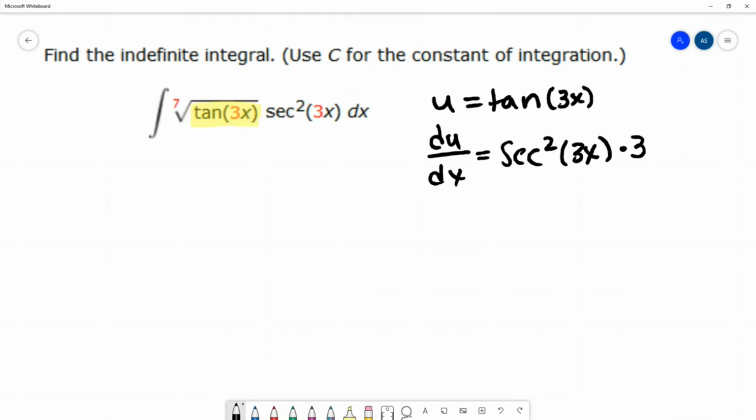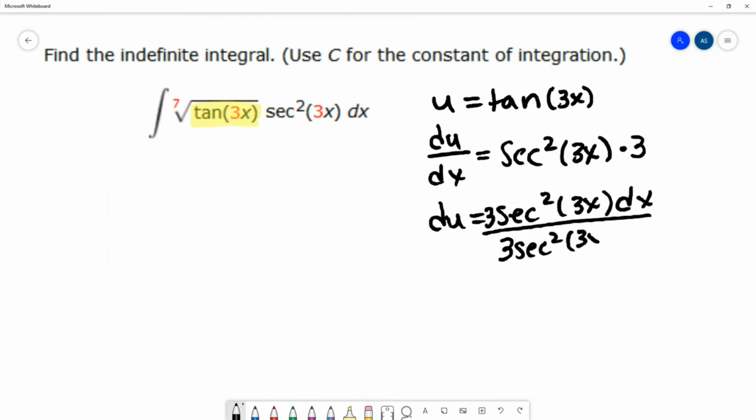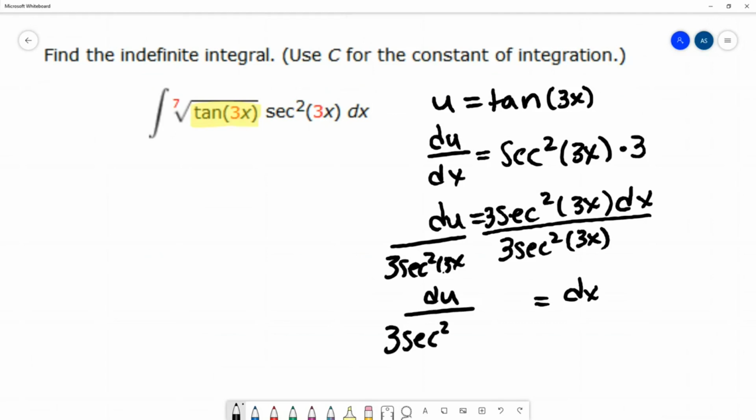So let me rearrange. Solving for dx, I have du equals secant squared of 3x. We put the 3 in the front and then multiply by the dx. I'll divide both sides by 3 secant squared of 3x. And we now have our dx being du over 3 secant squared of 3x. So we're going to make our substitution for u and make our substitution for dx as well.